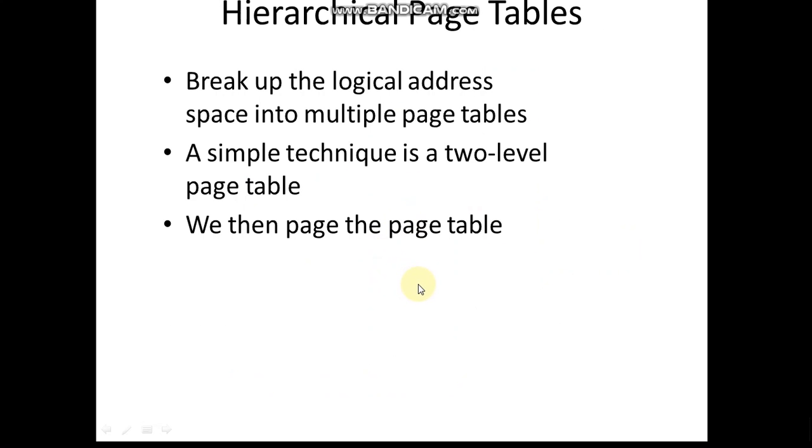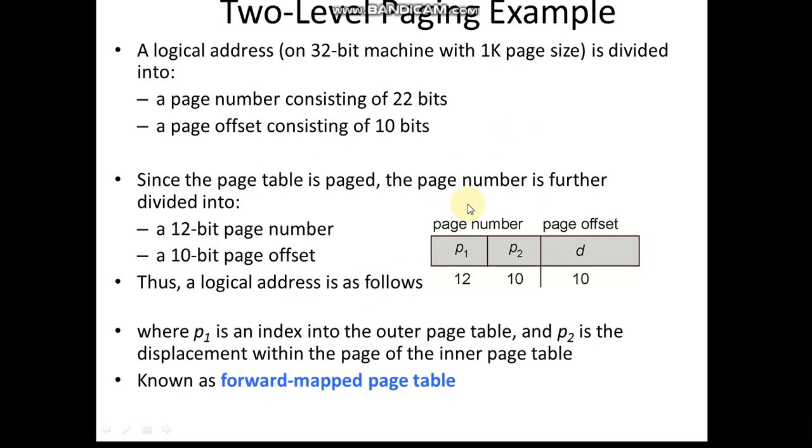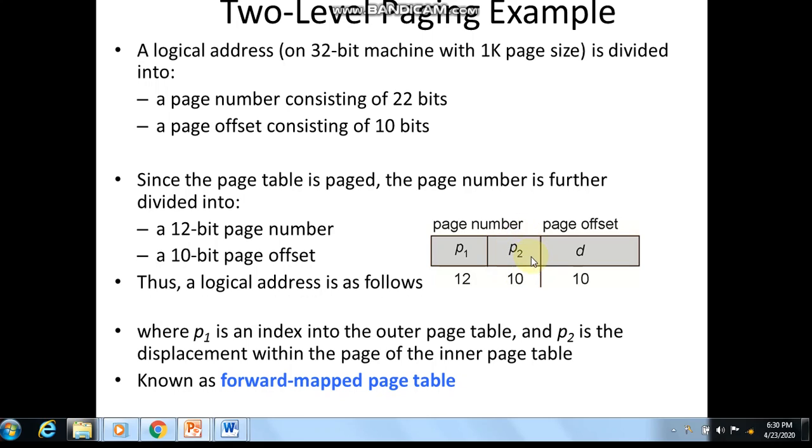So how are we breaking it up? Since the page table is paged, the page number is further divided. We have 22 bits for representation of a page, because we are left with 2 raised to 22. 1 kilobyte is the page size; if I subtract this, I get 22. That 22 is divided into 12 and 10. 12 bits are used for the outer page number in the outer page table, 10 bits are used for the inner page table, and the remaining 10 are used as the offset.